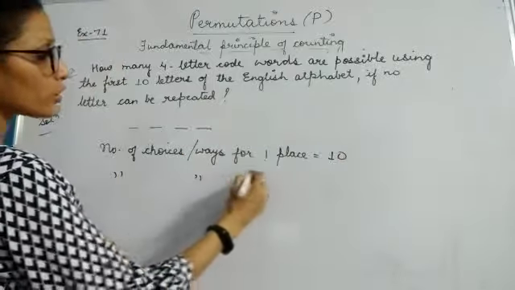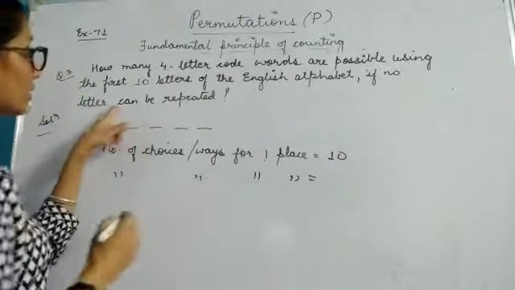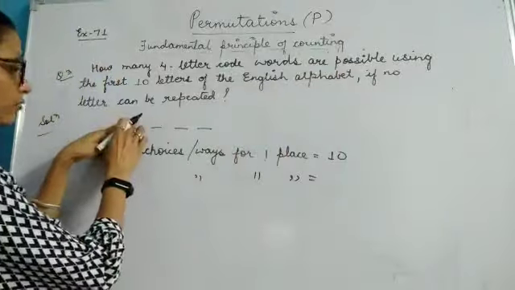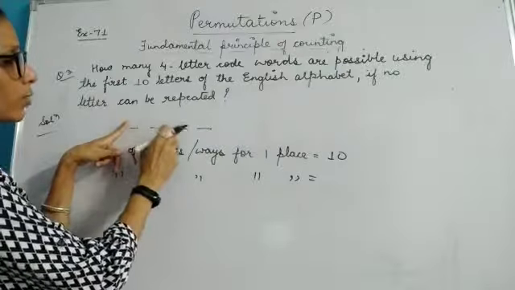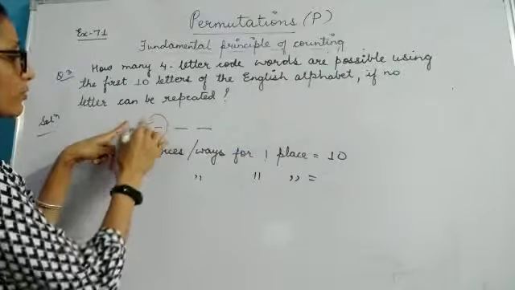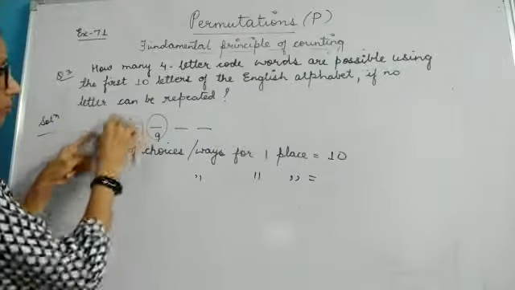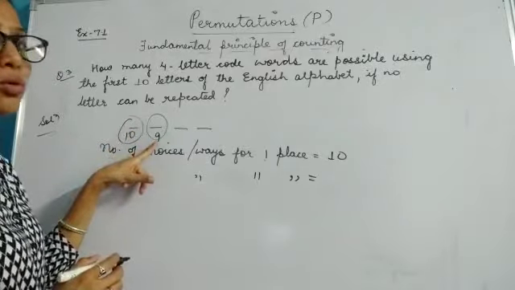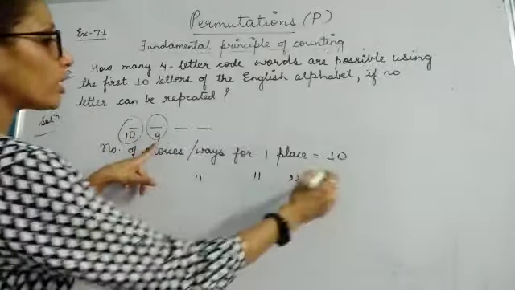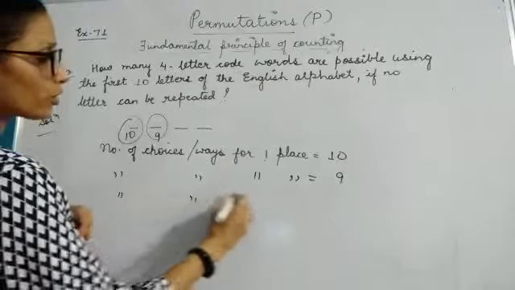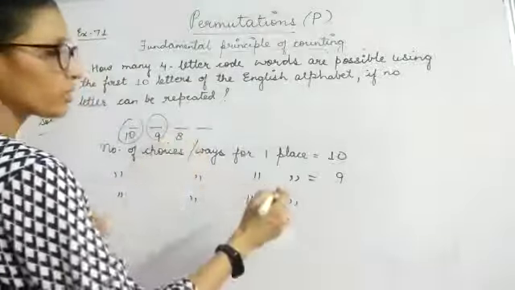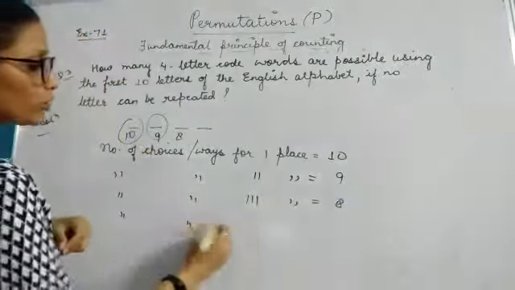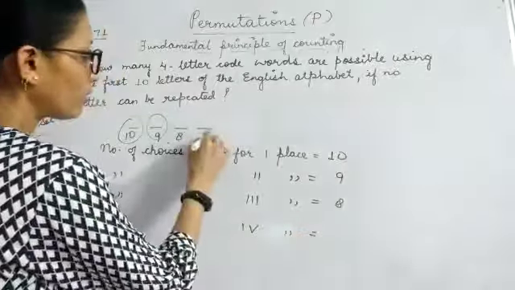Again number of choices for second place. Now here it is given that no letter can be repeated. That means if one letter has come on this place, it cannot come on any other place. So for this we have 9 choices, for the first we had 10 choices. Now when one letter is used over here, we can have only 9 letters for this place. So I can write it as 9. Again for third place I will have 8 choices because one letter has come here also. So this is 8. Again number of choices for fourth place will be 7.